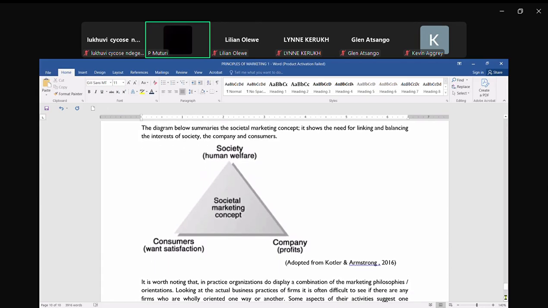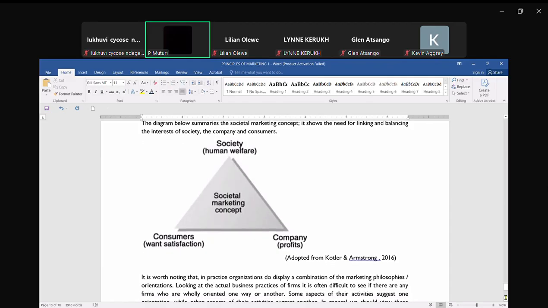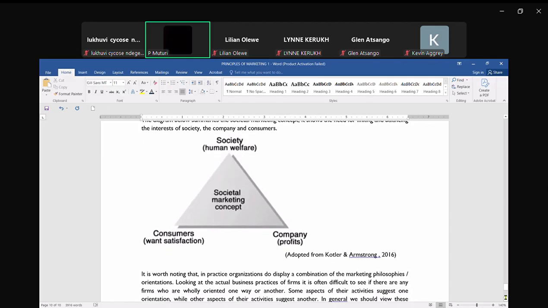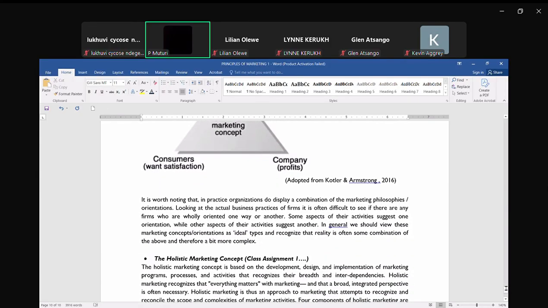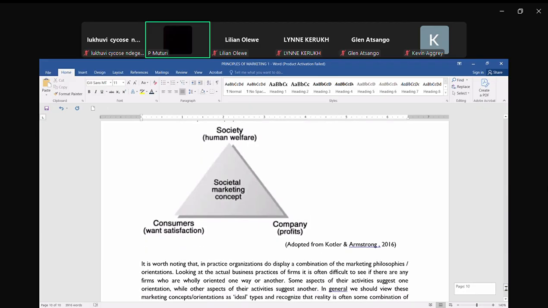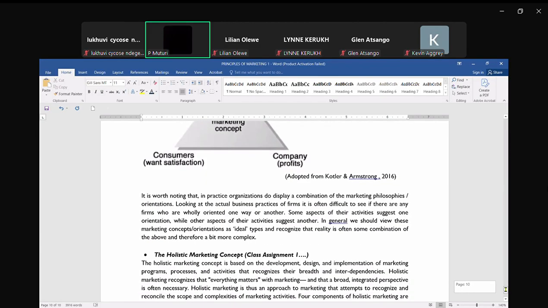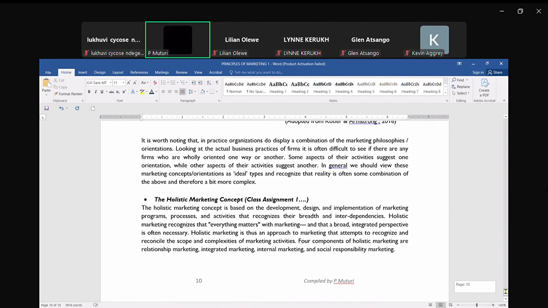And it's more towards now sustainable marketing. It's more towards what we call sustainable marketing. Now, those four or rather five are the key concepts of marketing. But of late, in recent times, there's an emergence of a new concept that we call the holistic marketing concept.